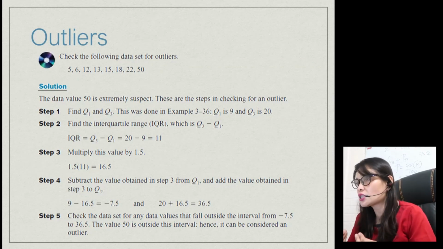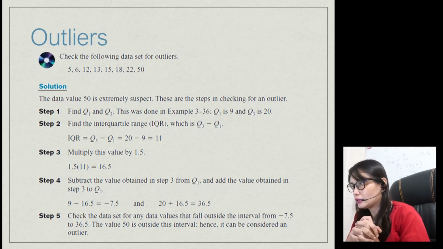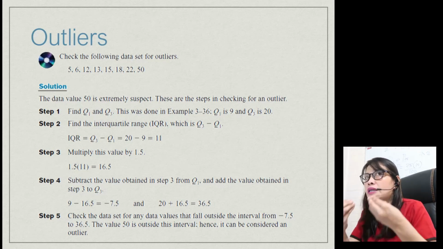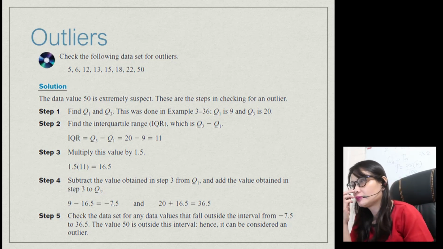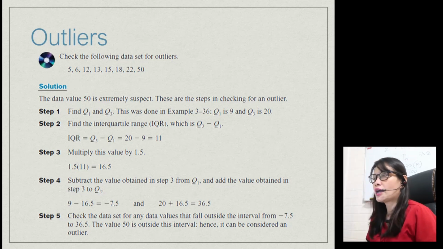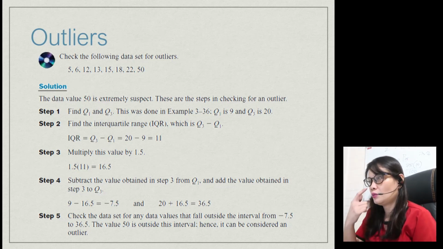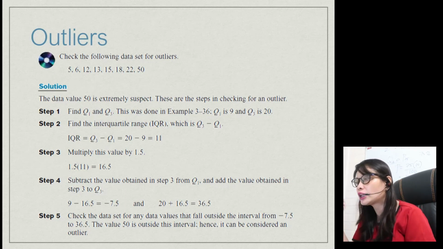Check the following data set for outliers. In this given data, what is your outlier? Again, when we say outlier, it's extremely high or extremely low. So in this data set, 5, 6, 12, 13, 15, 18, 22, 50, what is your outlier?